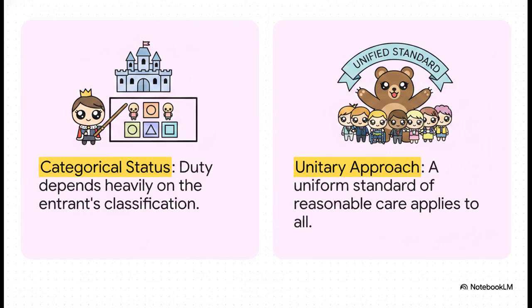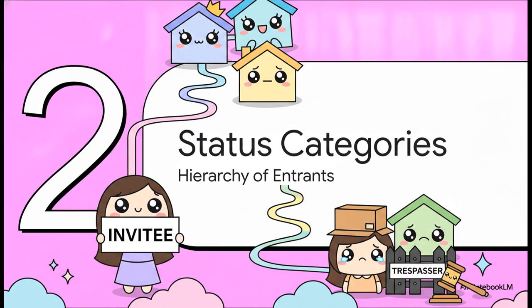On the flip side, we have the unitary approach. This is a distinct minority rule, famously championed by California, that just tosses those rigid classifications right out the window in favor of a broad, uniform standard of ordinary, reasonable care. Moving right along to Section 2, common law status categories, or the hierarchy of entrants.